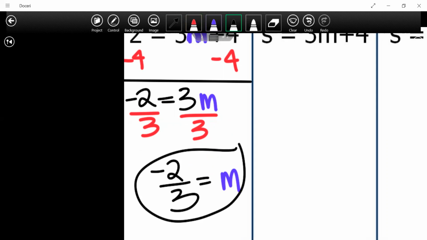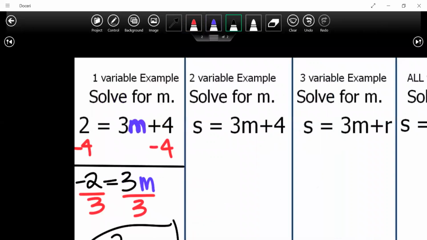How many people got me from there? I got it. It's pretty straightforward. You got it. Okay. Now let's look at this next one. Okay. We now have 2 variables. We have an s and an m. We're going to go and highlight a variable again. And let's follow that same kind of practice.